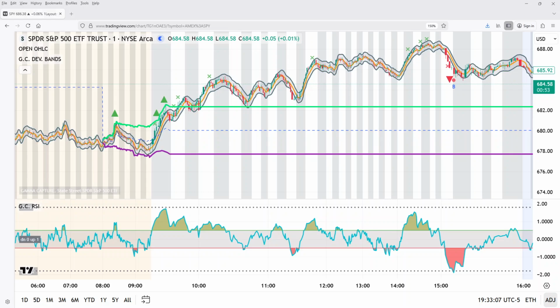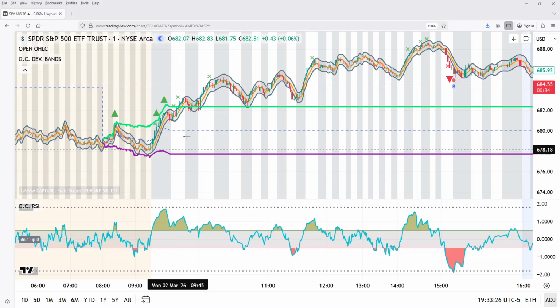I'm the founder of Gamma Capture, GammaCapture.com, and I'm going to show you how to use my indicators in TradingView. So this is the SPY ETF, the SPY 1 minute bars in TradingView. I've got a few different indicators here. I've got 3 different indicators.